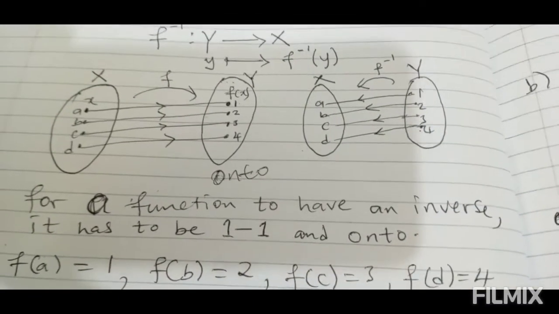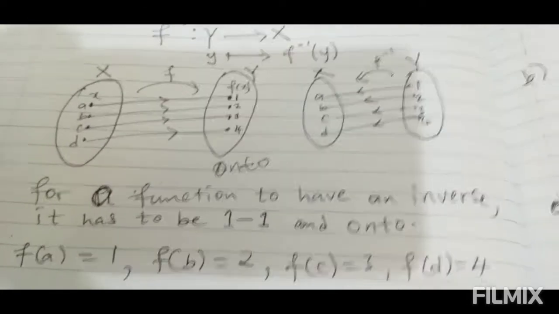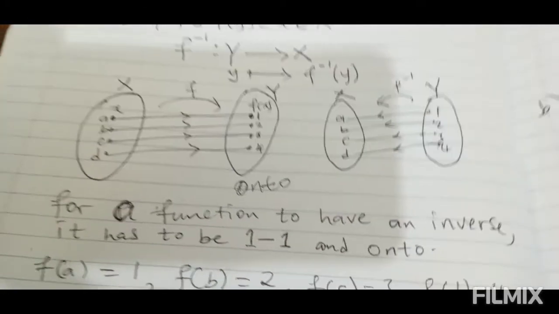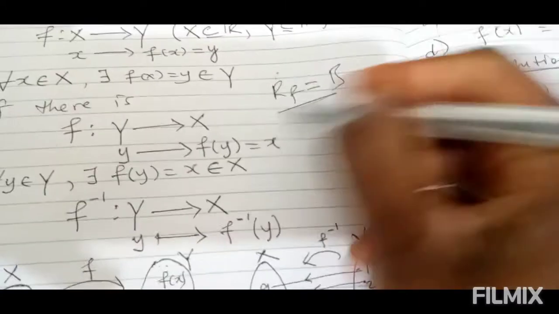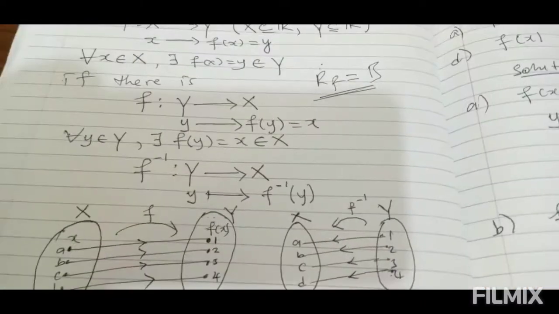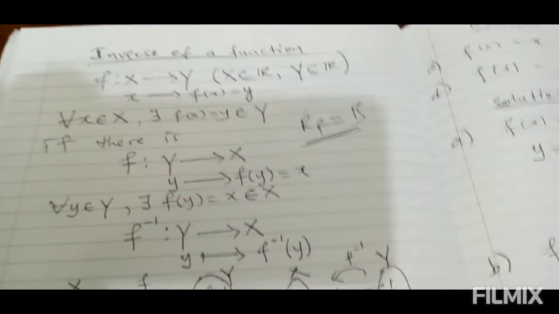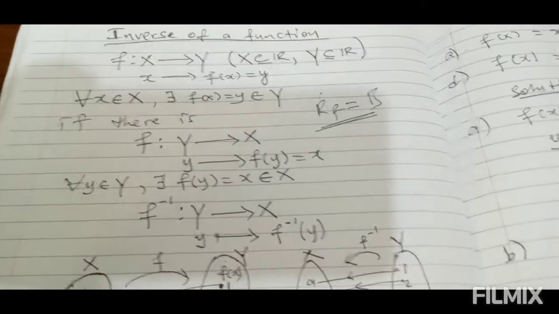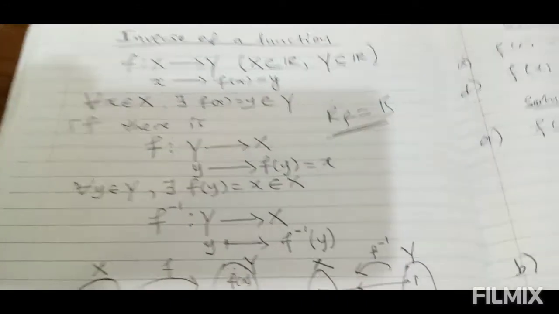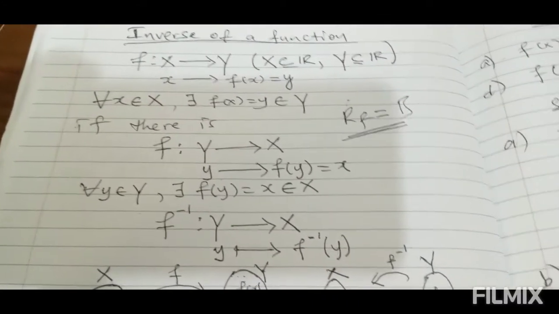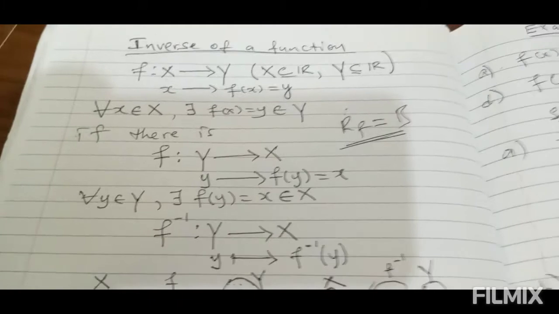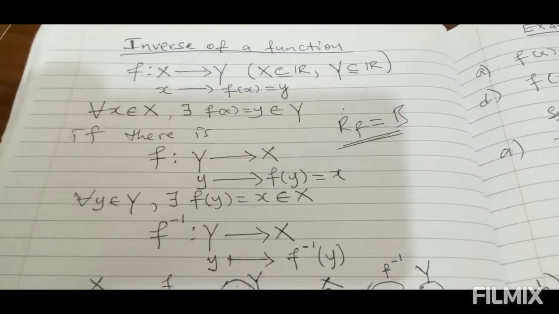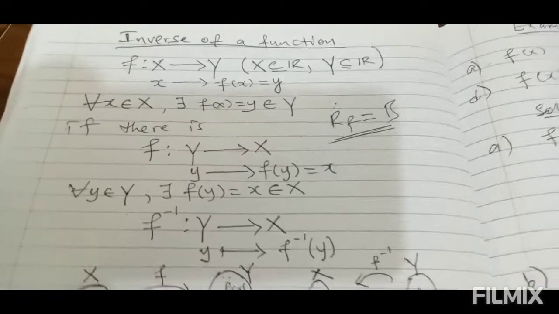It has to be bijective. It has to be onto. For a function to have an inverse, range f is supposed to be equal to B. So that's the main point. Functions which are not onto have no inverses. It's not possible for an into function to have an inverse. It is not defined.